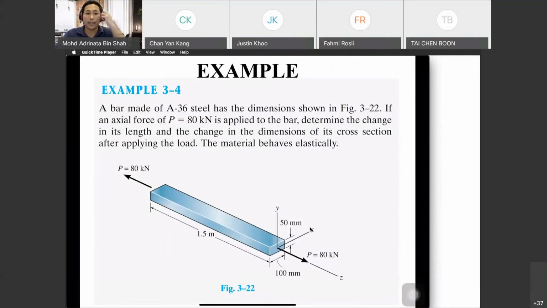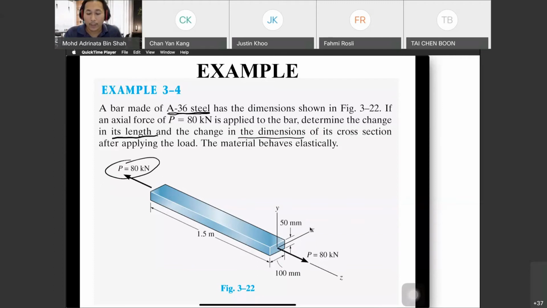Let's have a look at the examples. So we have example 3.4, a bar made of A36 steel has the dimension in the figure. An axial force of P, 80 kilonewton, is applied to the bar. Determine the change in its length and the change in the dimension.